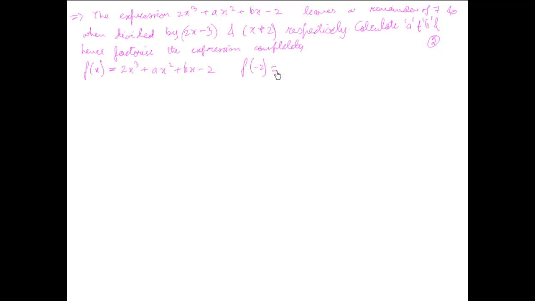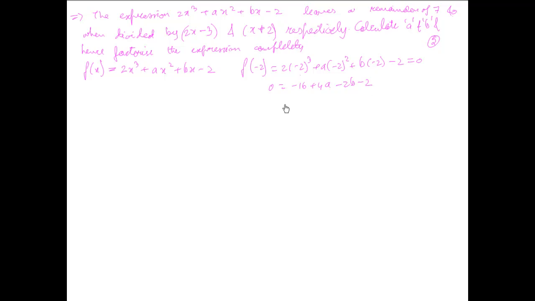f of negative 2, children, we substitute in place of x, put in negative 2. So that's 2 times negative 2 cubed plus a times negative 2 the whole squared plus b times negative 2 minus 2 is equal to 0. So the remainder is 0, children. That also means it's a factor. So that's 0 is equal to 2 times negative 8, that's negative 16 plus 4a minus 2b minus 2.